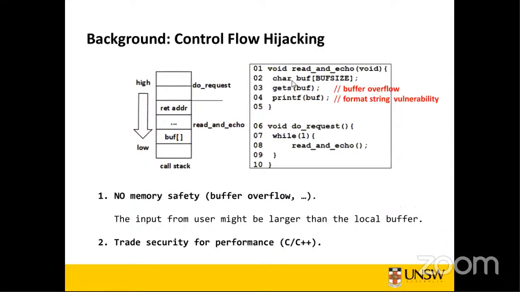As you can see on this slide, at line 3, the get function reads input from the user, but it doesn't check whether the buffer at line 2 is large enough. So a malicious user can provide more data than the buffer can support. So the return addresses on the core stack can be modified by the malicious user. So when the function returns, the control flow will be hijacked. By the way, there's also a format string vulnerability at line 4, which can lead to information disclosure. We will discuss this later.